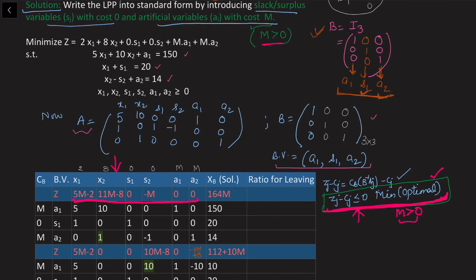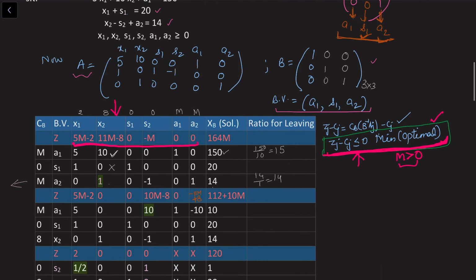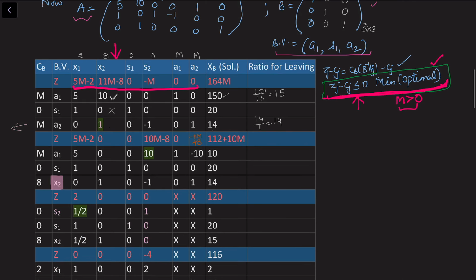So we are going to enter this one, and by the minimum ratio rule, we take XB upon the scalars of the entering variable. 150 by 10 gives me 15. This one is not allowed because the denominator, the scalar, is 0. The next is 14 by 1. So the minimum is between 15 and 14, which is 14, so I have highlighted it in green. This 1 becomes the pivot element. If this 1 is the pivot element, x2 is entering and A2 is leaving. So instead of A2, in the next table I get x2.